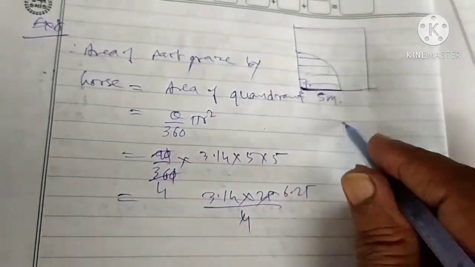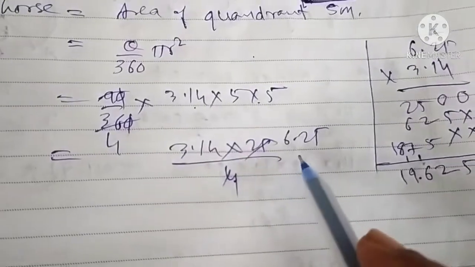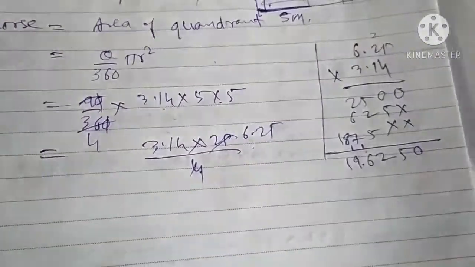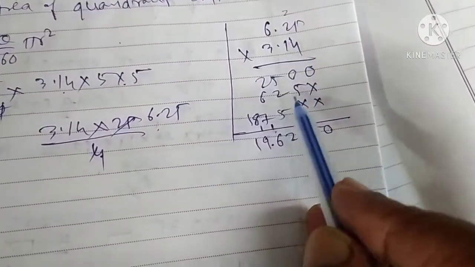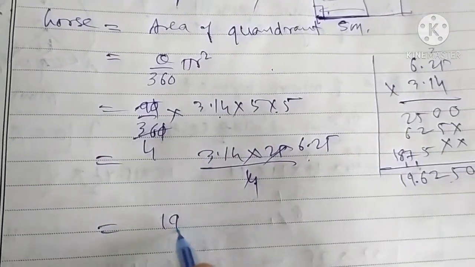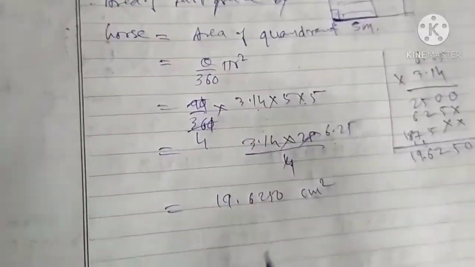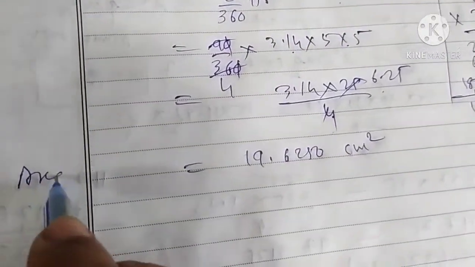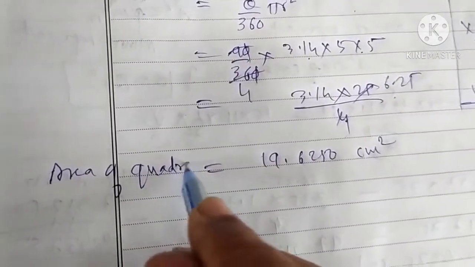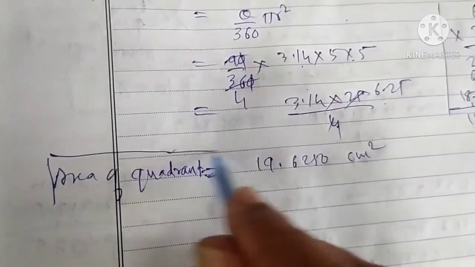6.25. So again you have multiplication. Students, please be careful in multiplication. No great hurry. After multiplication you will get 19.6250. So we got 19.6250 square meter. This is the area of the quadrant. Area of quadrant means area of the part grazed by the horse.